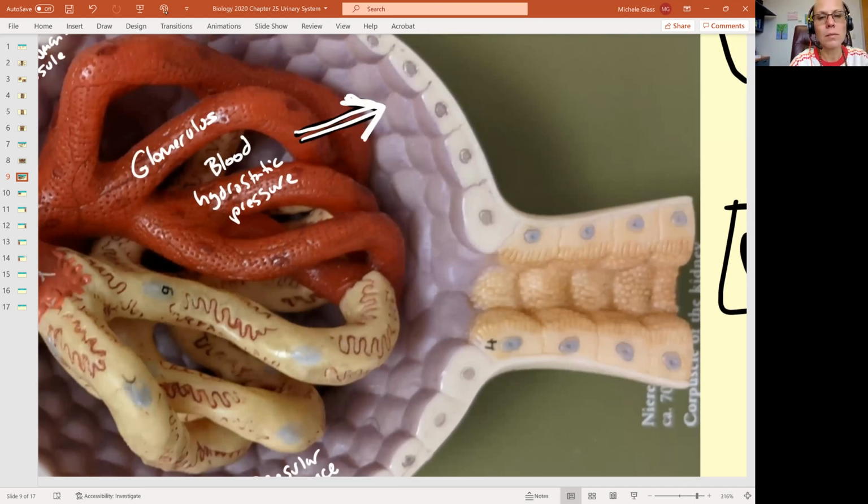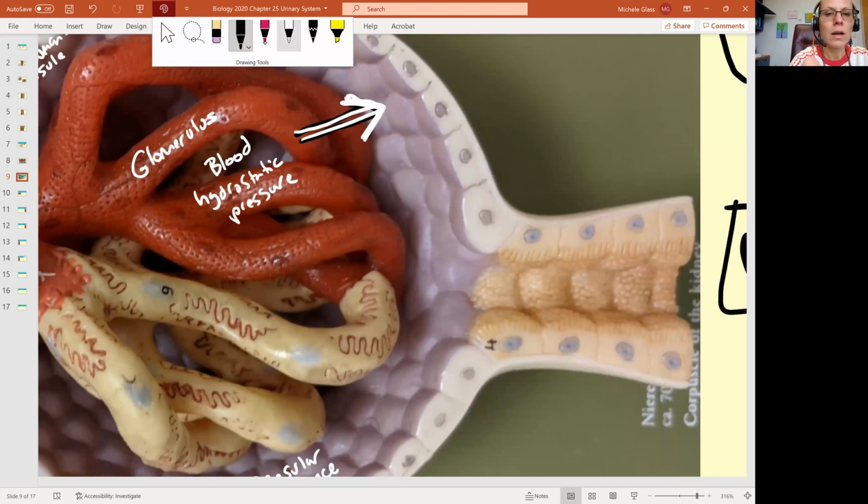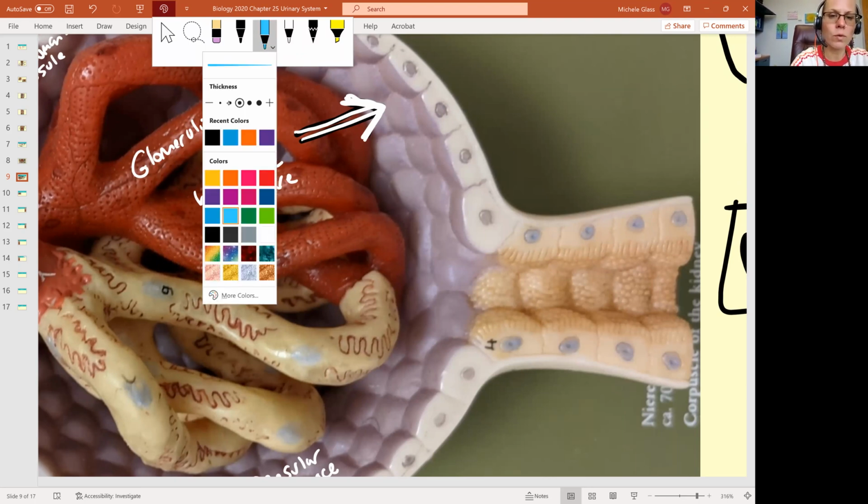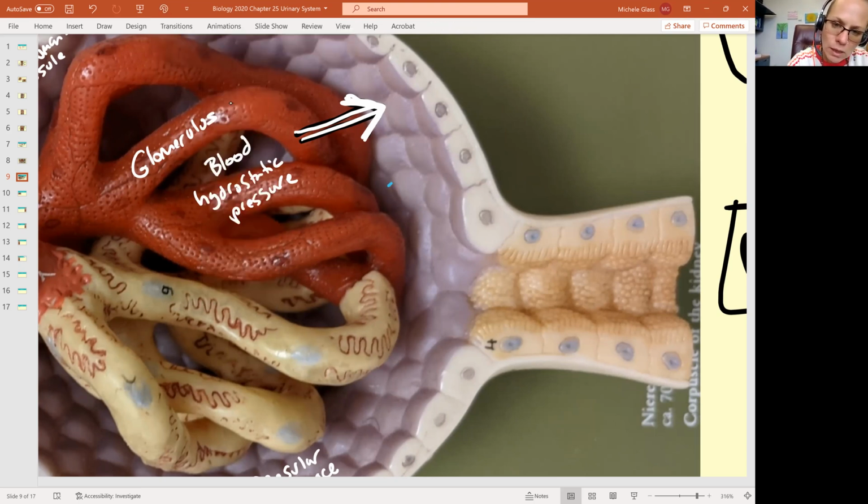Excuse me, I'm saying all the wrong words. It's not going to be as much of a driving force as the blood hydrostatic pressure, but we'll see a little bit of pull of fluid back into the glomerulus based on the blood colloid osmotic pressure.